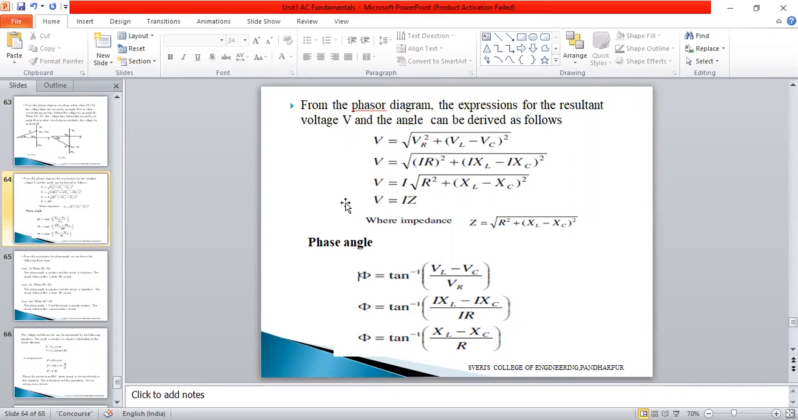Next line, V equal to IR. Therefore, V equal to IZ, where Z equal to R. Next line, phase angle phi equal to 0.